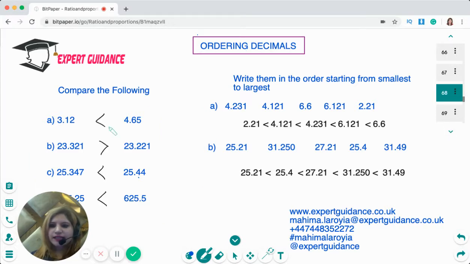Okay, so let's see. 3.12 and 4.65: 4 is a bigger integer, so this is the bigger number. 23 and 23: both integers are the same, but 321 is greater than 221, so this is the bigger decimal number.